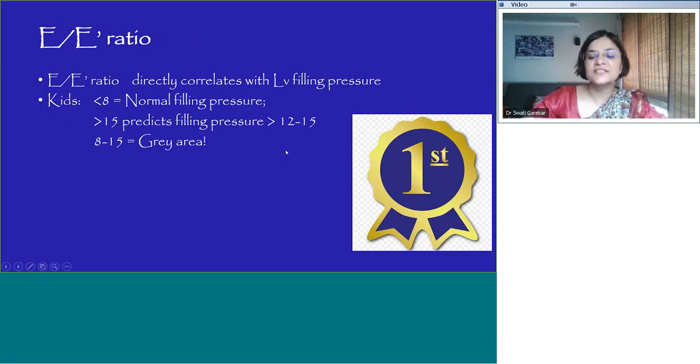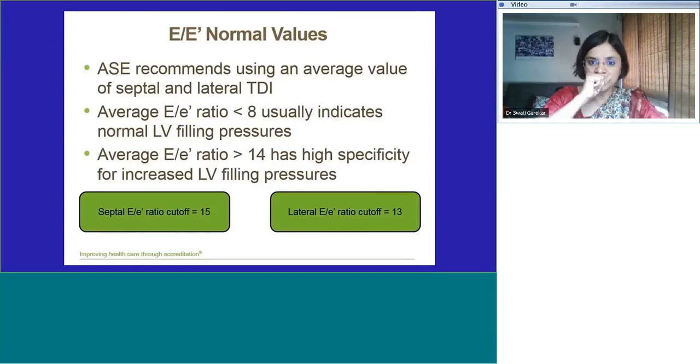The E by E prime ratio also gets very high marks for helping us understand diastolic dysfunction. It directly correlates with the LV filling pressure. If it's less than 8, you can be reassured that there's normal filling pressure. If your E by E prime is more than 15, it predicts elevated filling pressure. In between is a gray area. Like I said before, you have to average out the septal and lateral E prime velocities and then use that to generate the E by E prime. Less than 8 means normal LV filling pressure and more than 14 means high filling pressure.